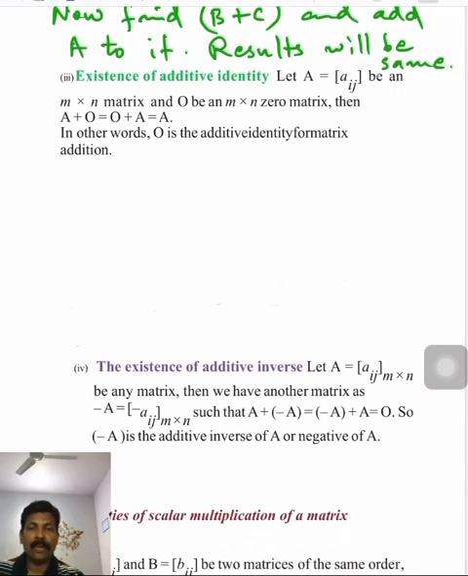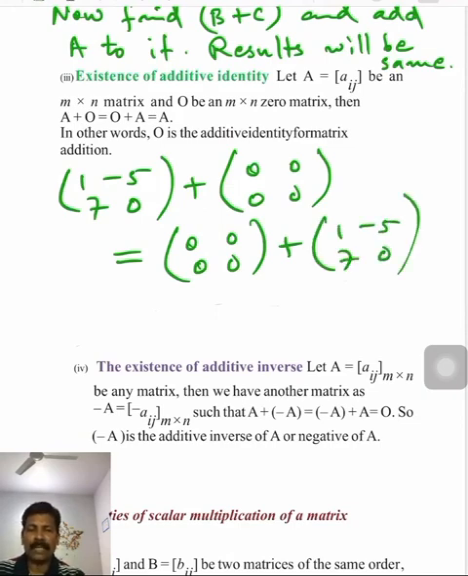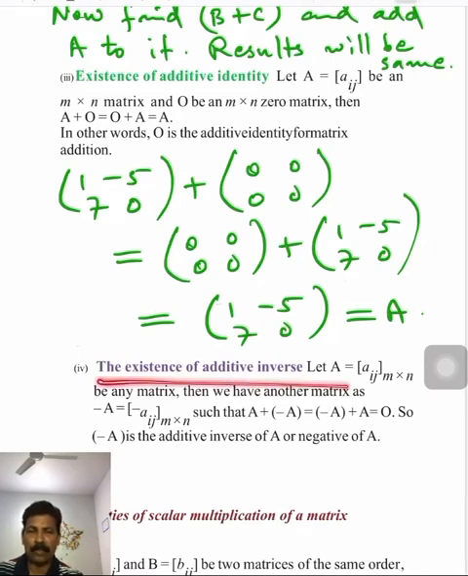Now, existence of additive identity. Let capital A be equal to a_ij, a matrix of order m by n, and O a zero matrix of the same order. Then we can verify A plus O is equal to O plus A is equal to A. In other words, O is the additive identity for the matrix addition operation. So this matrix plus the 0 matrix is the same matrix. Similarly, the 0 matrix added to any matrix, the answer is the same as the given matrix. That is why A plus O is equal to O plus A is equal to A.